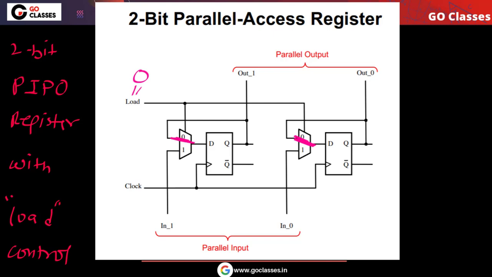So when this load is 0, you can notice that the present output is the next output. But when the load is equal to 1, the new data will be stored.